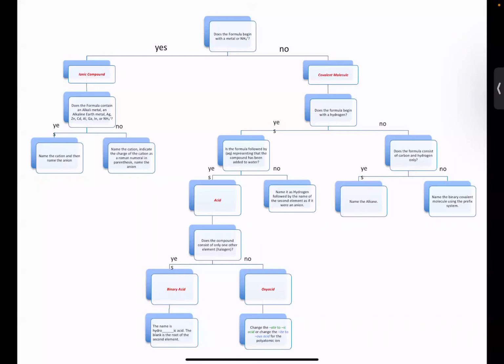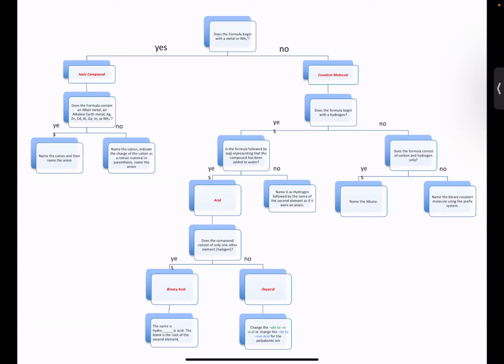Does the formula begin with a metal or ammonium? If yes, it's an ionic compound. Then it says, does the cation always have the same charge? If yes, you just name the cation, you name the anion, and you are done. If when you got to does the cation always have the same charge, you say no, that's where you've got to get the Roman numeral. You've got to figure out what the Roman numeral is.